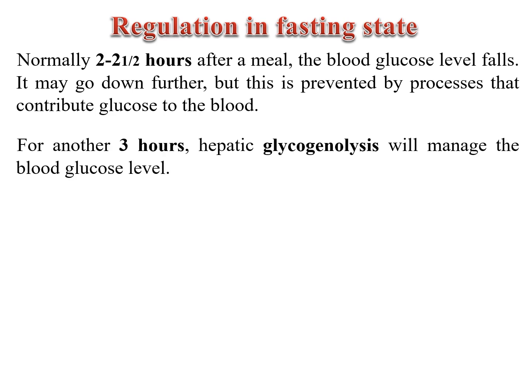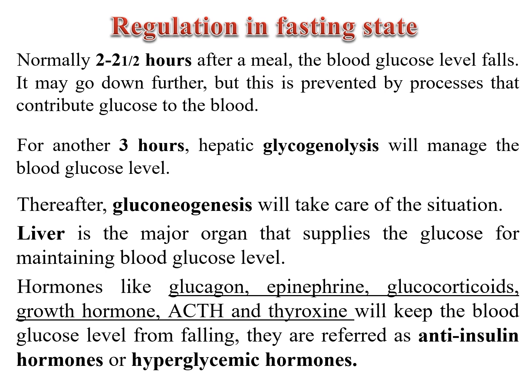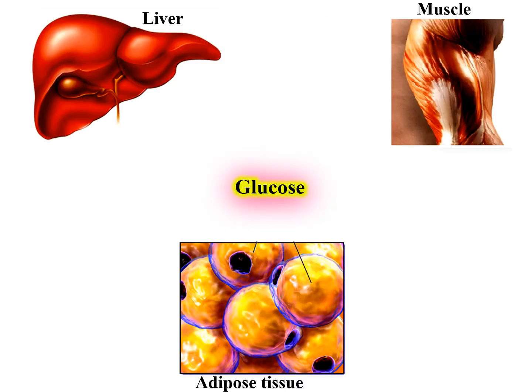Regulation in the fasting state: I want to tell two important things. One is the well-fed state, another one is the fasting state. After 2 to 2.5 hours after a meal, what happens? For another 3 hours, glycogenolysis will manage the blood glucose level and thereafter gluconeogenesis will take care of the situation. Here the liver is the important organ that supplies the glucose for maintaining blood glucose level, and hormones other than insulin, opposite to insulin, keep the blood glucose level from falling. They are referred to as anti-insulin hormones and hyperglycemic hormones.